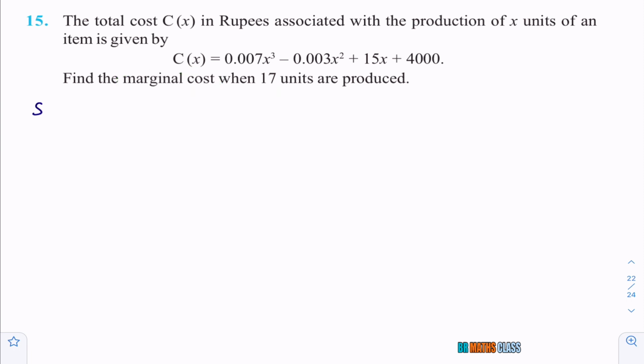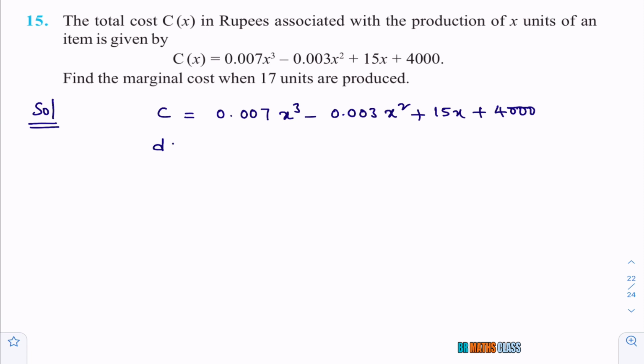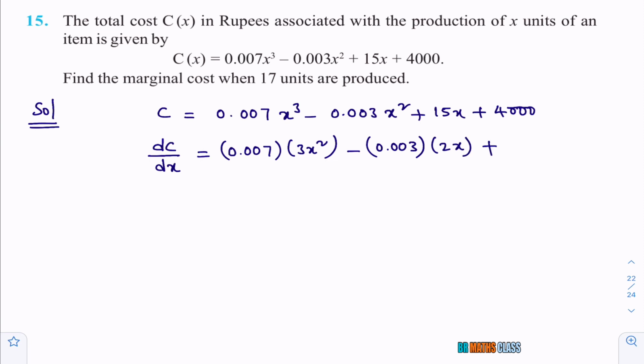So first I'll write the given data. C of x is given. Now I'll differentiate this with respect to x. d by dx of C is dc by dx. This side, 0.007 into the derivative of x cube, which is 3x square, minus 0.003 into the derivative of x square, which is 2x, plus the derivative of 15x, which is 15. Now what are they asking? Marginal cost. dc by dx is the marginal cost. They are asking dc by dx when x equal to 17.